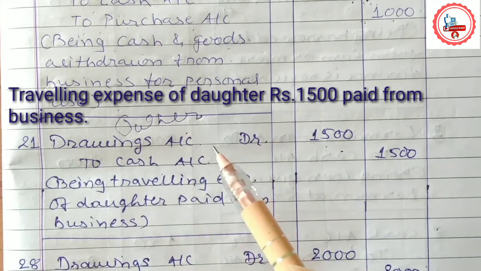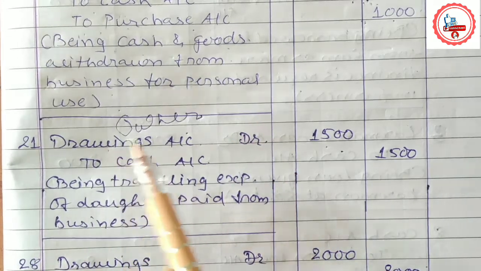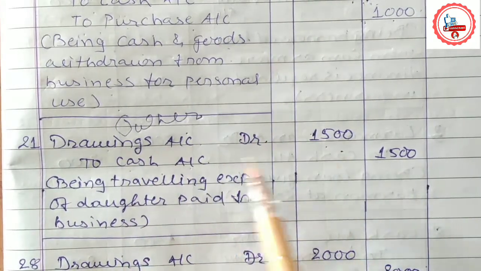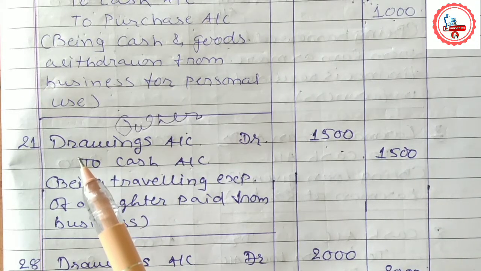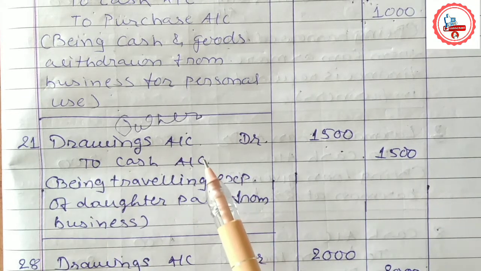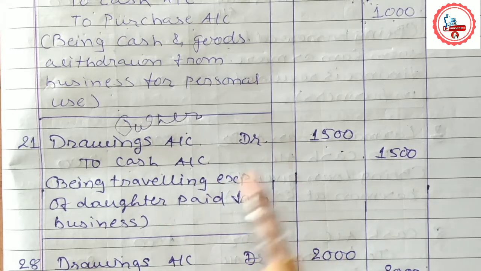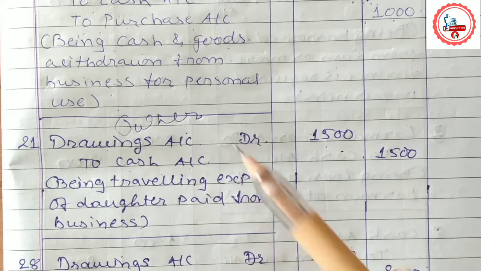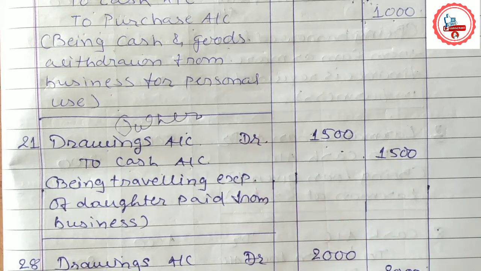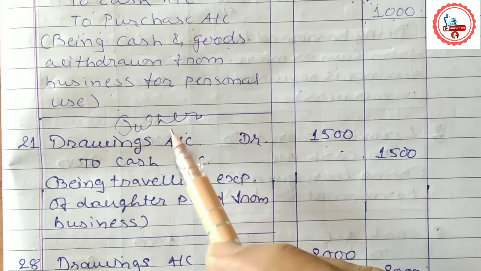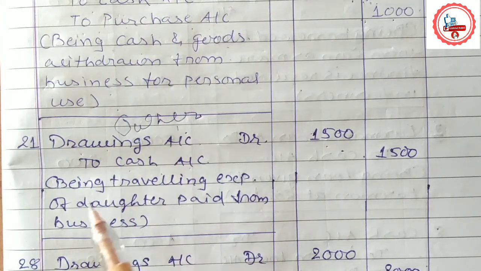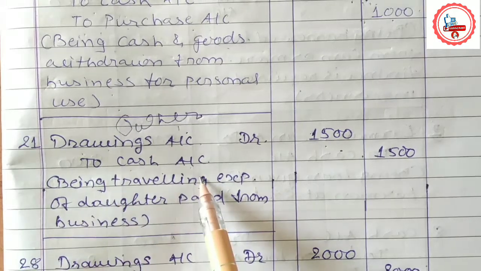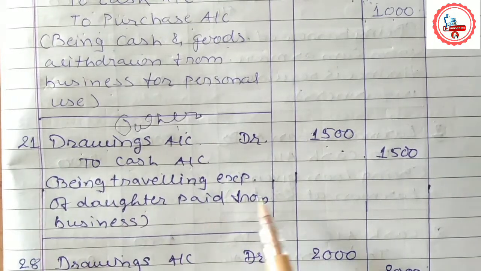That's why directly your journal entry would be drawings account debit to cash account 1,500. Earlier we have seen journal entries relating to capital. These journal entries are relating to drawings. What happens in drawings? Owner is receiving for personal use, and that's why owner's account is going to be debited. But instead of owner's account, we are recording drawings account. Narration: being traveling expense of daughter paid from business.